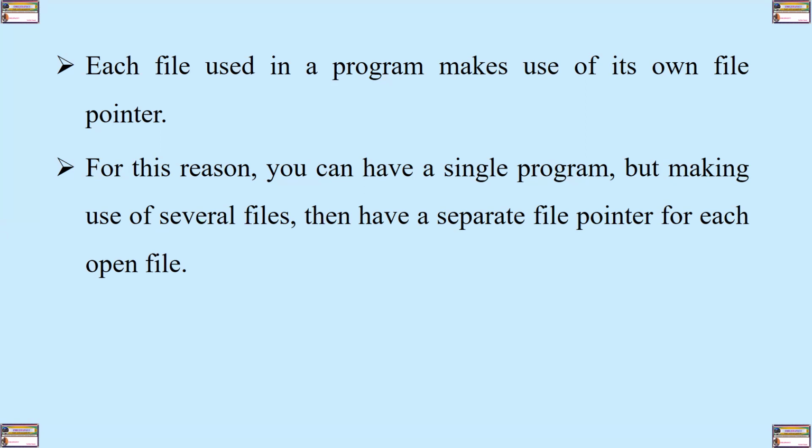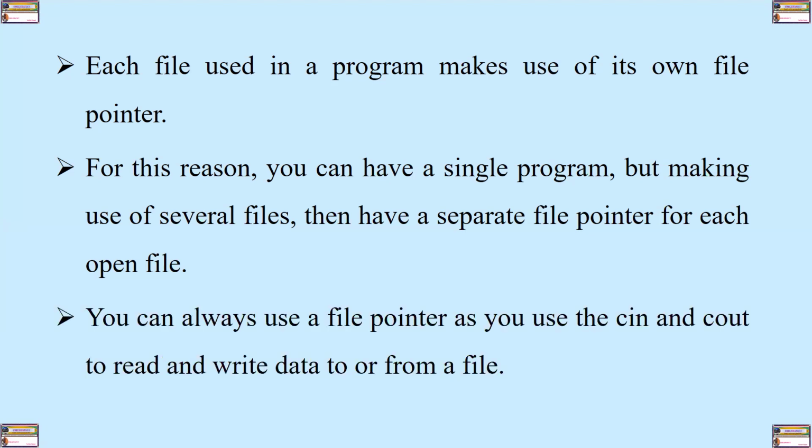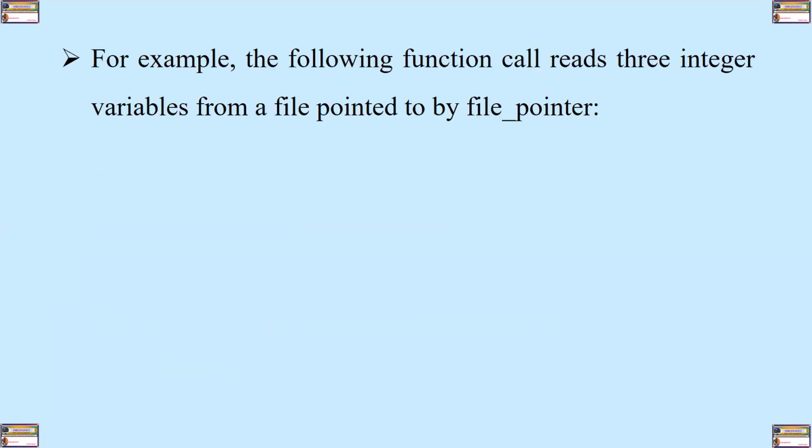And therefore, if you're having 2 or 3 or 4 files being handled within the same program, you must have an equal number of file pointers as the number of files that your program is going to manipulate. You can always use a file pointer as you use the cin and cout functions to read and write data to or from a file.